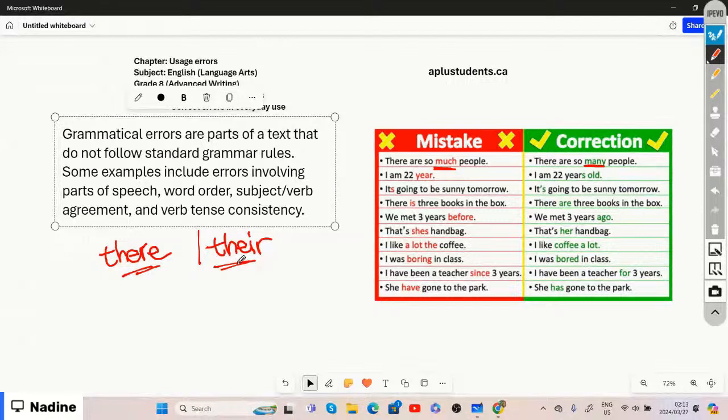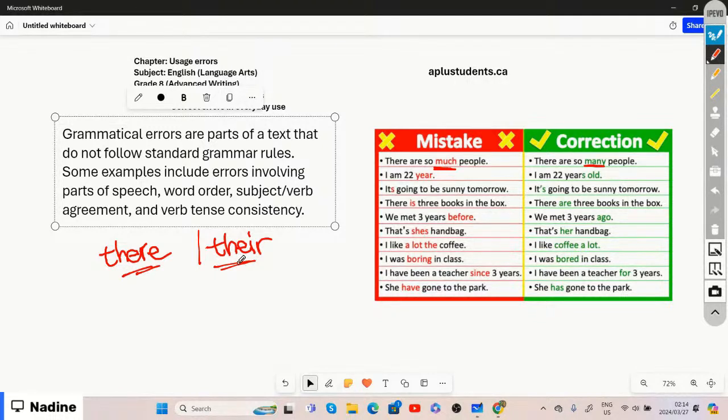All right. "That's she's handbag." Even the way I'm reading it, it doesn't sound right. The correct way of writing it is "that's her handbag," because we don't say "that's she's handbag" because that is grammatically wrong.